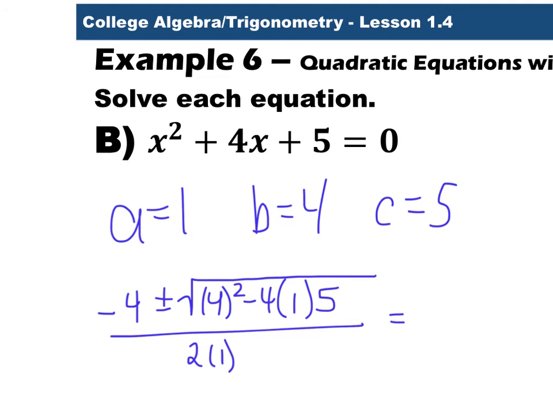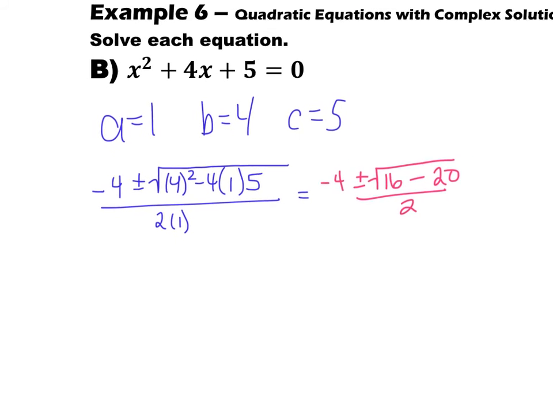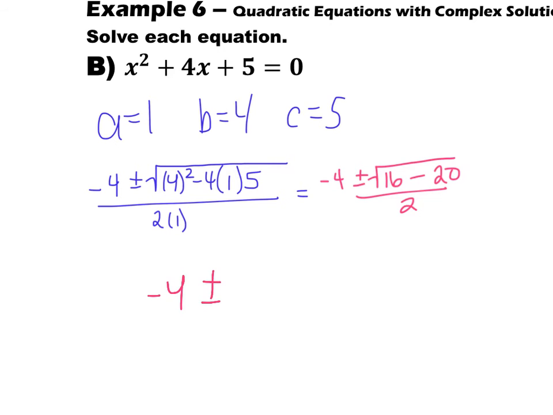Check to make sure we put everything in right. Did we? Yeah. Okay, so let's just simplify. I have negative 4 plus or minus the square root of, what's 4 squared? Minus what? Good. All over 2. So I have negative 4 plus or minus, what's 16 minus 20? Good. What do you see as the problem here? The negative underneath the square root. What's my answer for that? 2i. So I have negative 4 plus or minus 2i over 2.